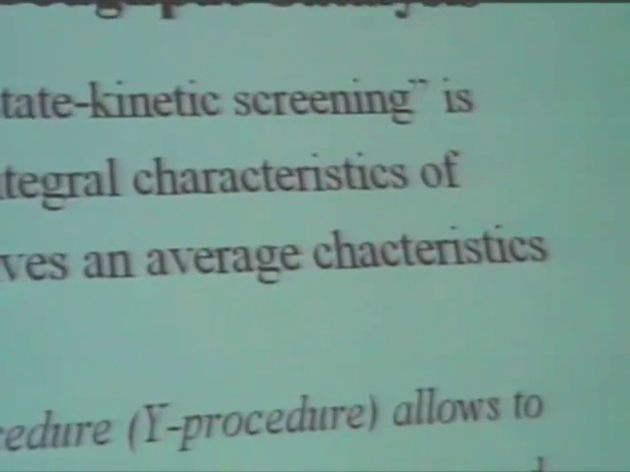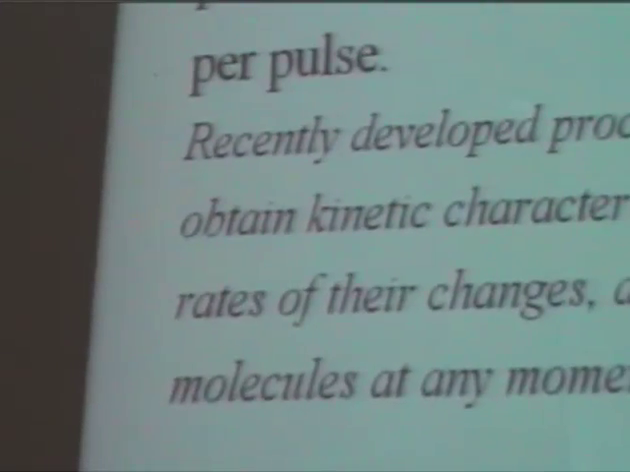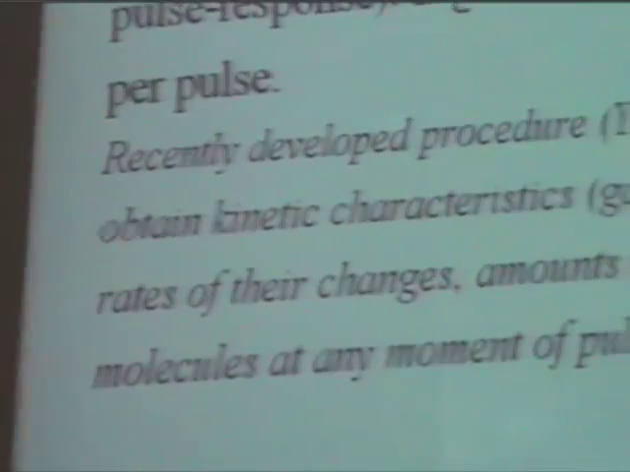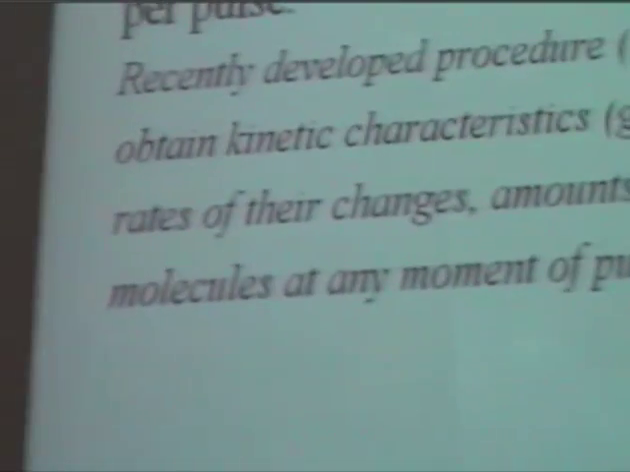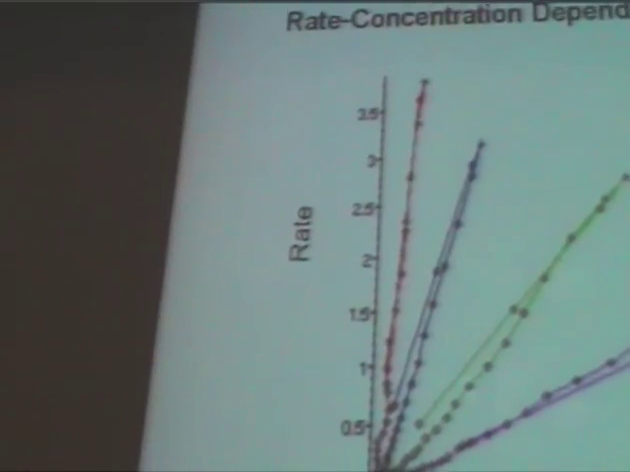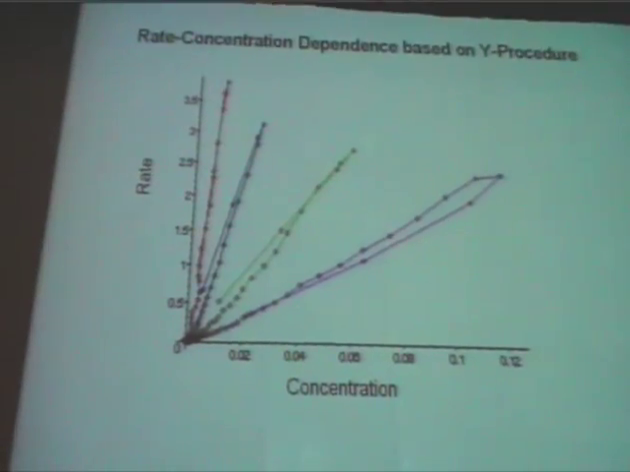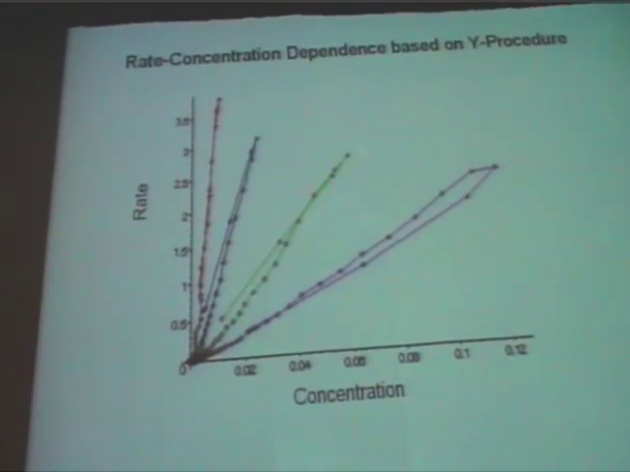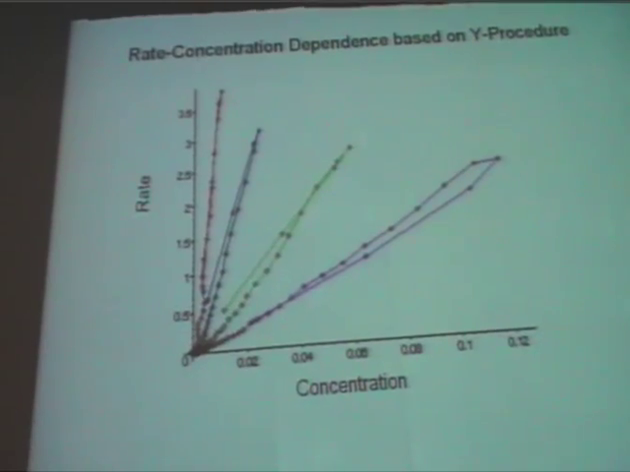Okay, so we developed this and applied it in many cases: state-by-state kinetic screening based on moments, integral characteristics of pulse response. It gives average characteristics per pulse. But recently we developed a procedure, the Y procedure, which allows us to obtain kinetic characteristics, gas concentration, and rates at any moment of pulse response. And I present to you such a characteristic, rate as a function of concentration, for the non-steady state case. For the non-steady state case, approximately, fortunately, it is a line as we expected. But this line is changing during the change of catalyst state.